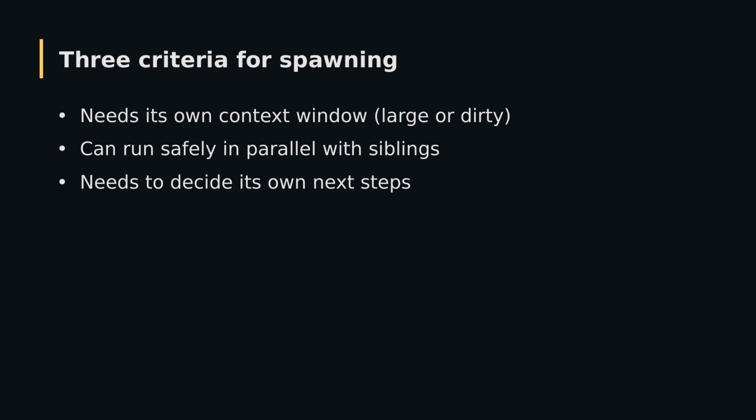Second, the work is safely parallel. Subagents can run concurrently. If you need to lint 5 files independently, 5 subagents finish in the time of 1. Third, the work needs to decide its own next steps. If the answer to "what should I do next" depends on what you just found, you need an agent. Pipelines don't decide, agents do.